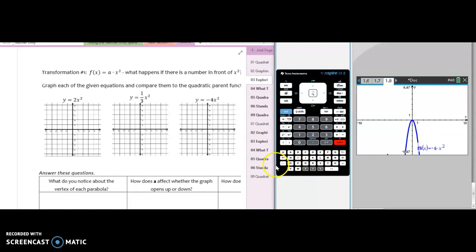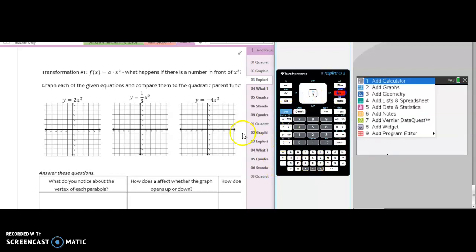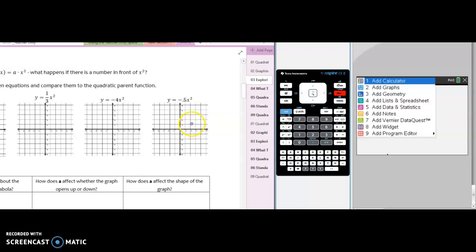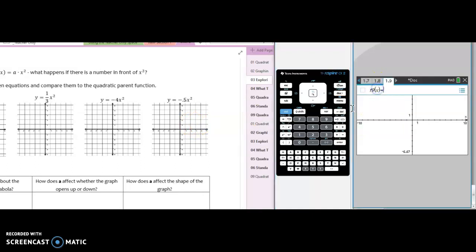So that's what it looks like, right? I'm going to add another page. I have a negative 0.5 x squared, and that's what it looks like. So I'm going to pause the video, run back over here, and sketch each one of these on the graph. All right, I'll be right back.